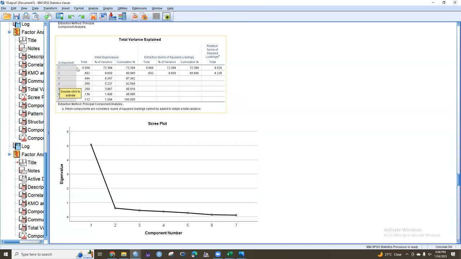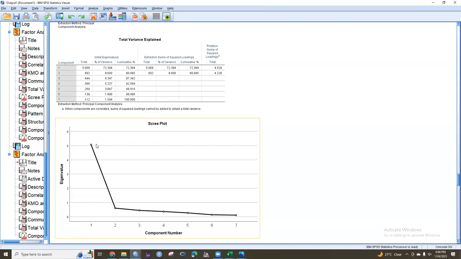But you say no, I will take only those factors for which the eigenvalue is more than one. So in this case, you have to go with only one factor. But the scree plot is saying that the elbow is taking care of two factors. So you say that no, I should go with two factors. So there are different criteria and you can proceed with any one of these.